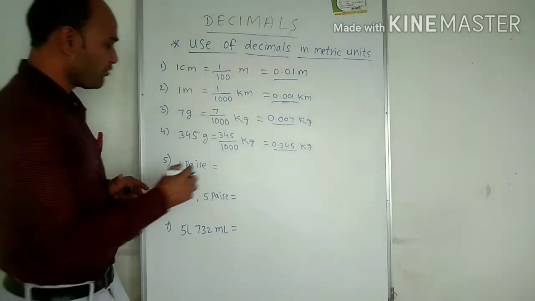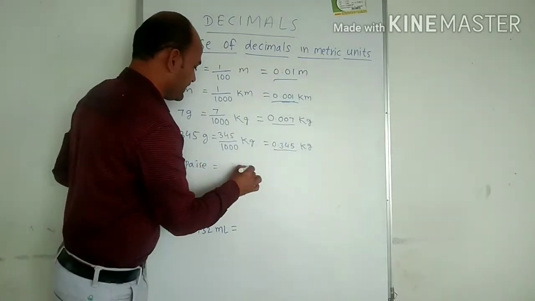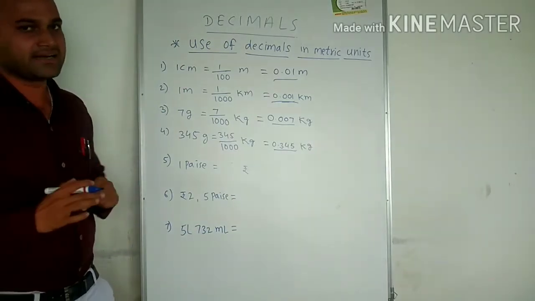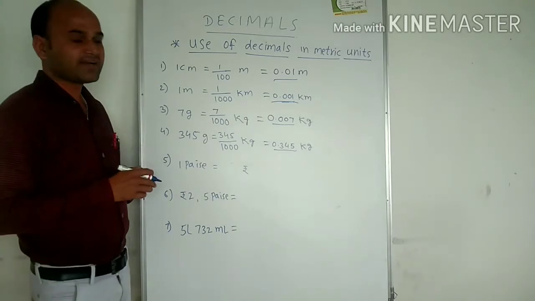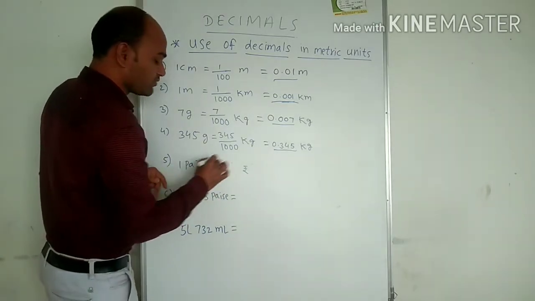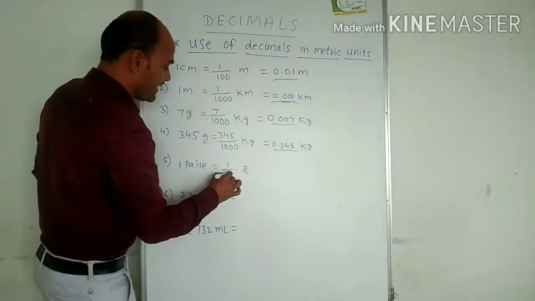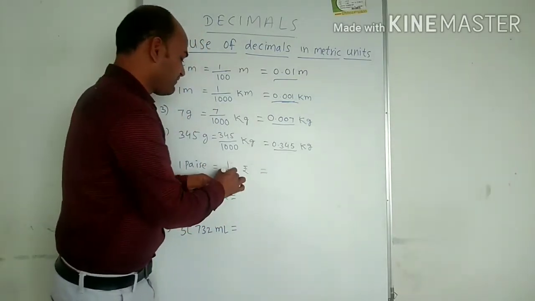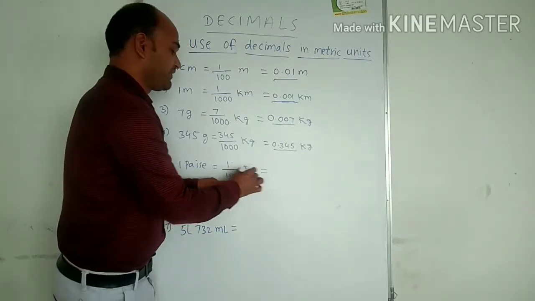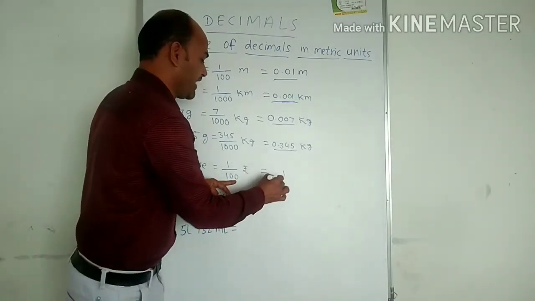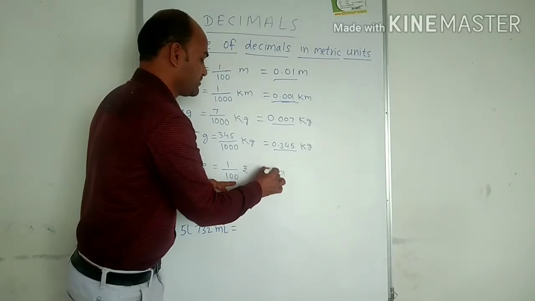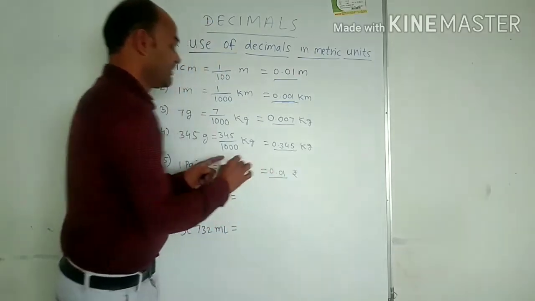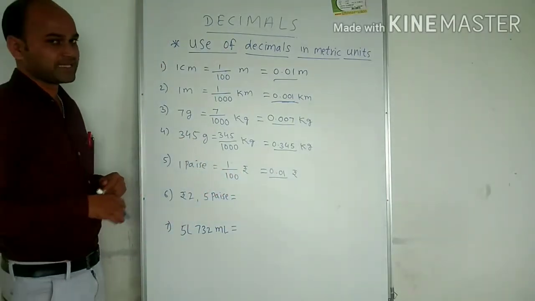Next, in 1 paise, how many rupees are there? You know that in 1 rupee there are 100 paise. So 1 paise is equal to 1 divided by 100 rupees. After how many digits do we put the point? After 2 digits. 1, then 0, 2 digits, put the point here. So 0.01 rupees.